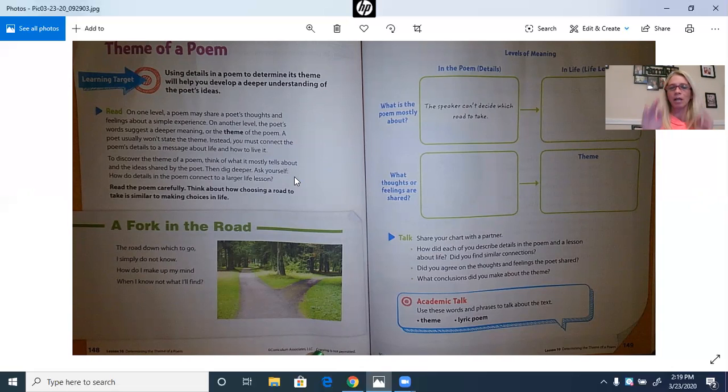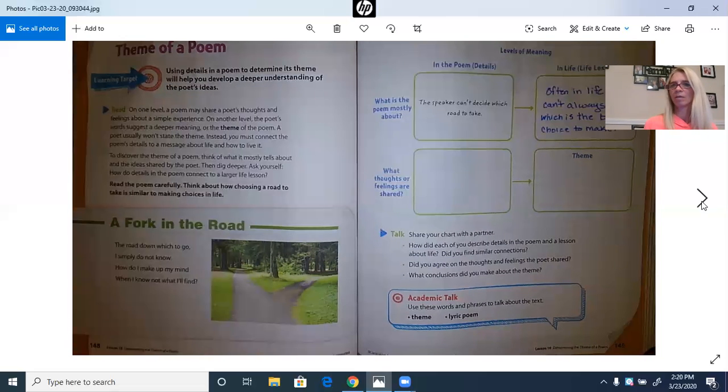Okay, so it says here in the poem, the details. It says the speaker can't decide which road to take. And that's what the poem's mostly about. It's a very short poem, but it still has a lot of meaning to the poem. So the poem is mostly about the speaker can't decide which road to take. And then it's saying in life, what would the life lesson be in that?